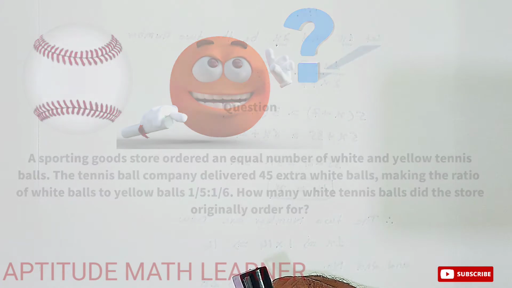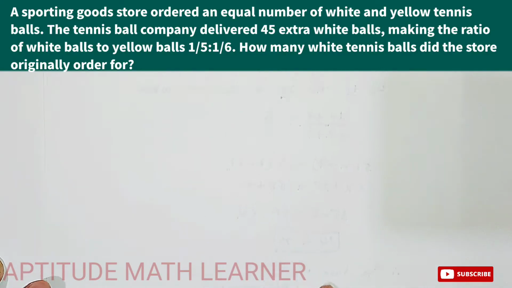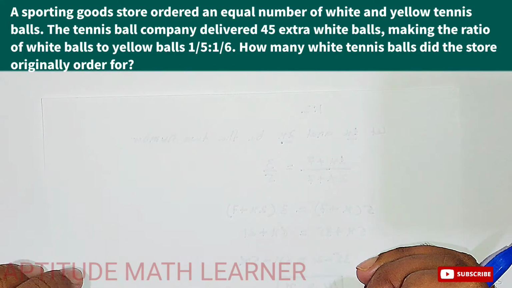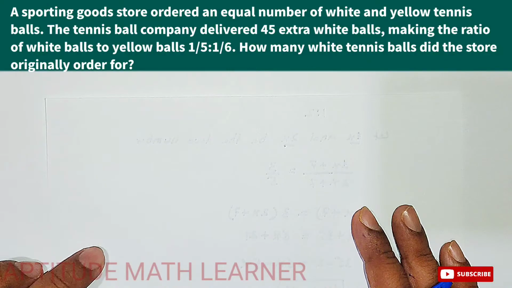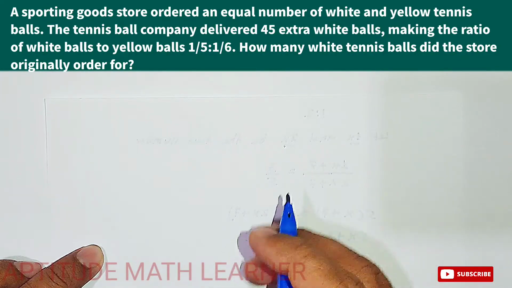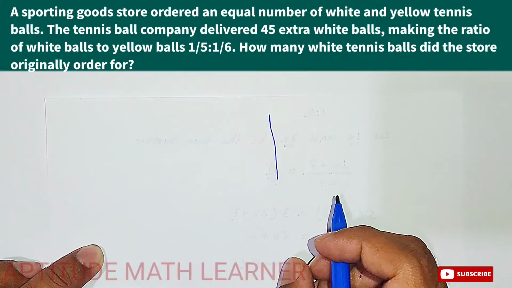It is a very easy question, but it needs a bit of understanding. To make it easy, we have to find the original number of white balls the store ordered. The first thing we have to do, for your understanding, is divide this question into two parts.